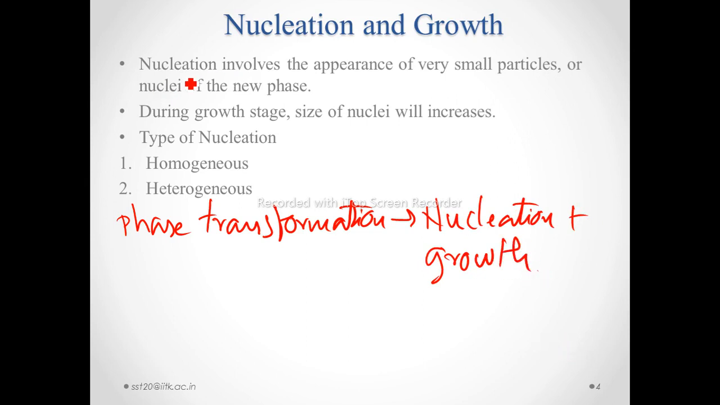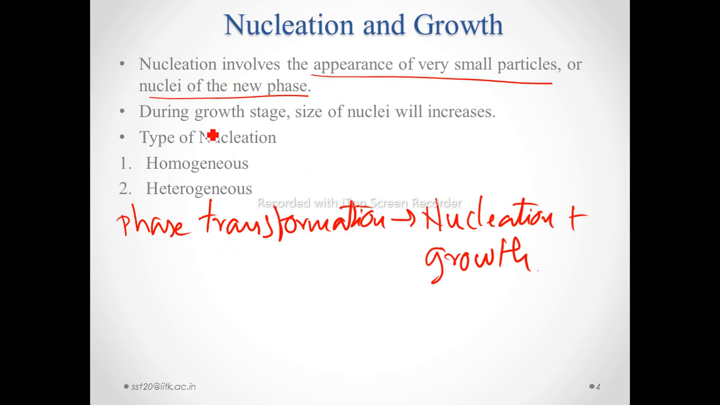So what is meant by nucleation? Nucleation involves the appearance of very small particles, or nuclei, of the new phase at the preferential sites. That's called nucleation. A new phase will be formed inside the parent material. That's called nucleation.